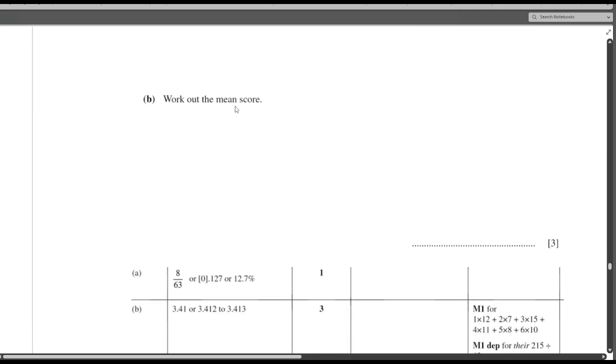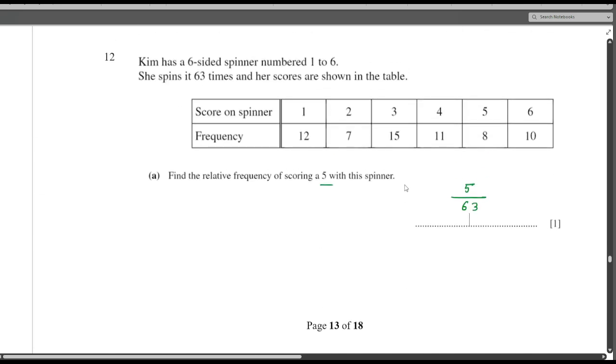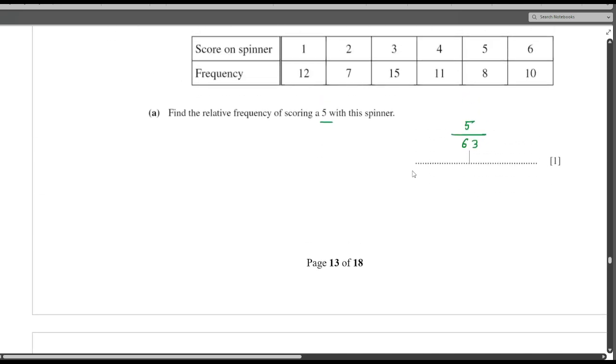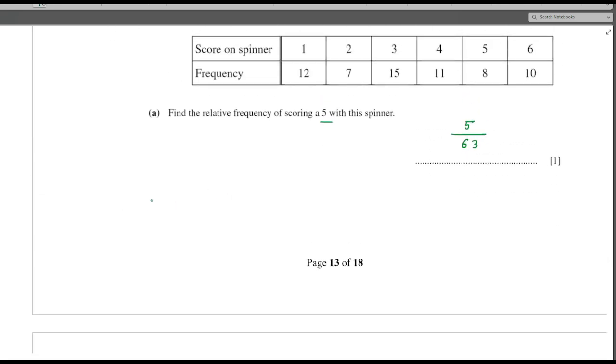Now work out the mean score. Now for mean score, I will do the calculation. For mean score, I will say that 1 times.